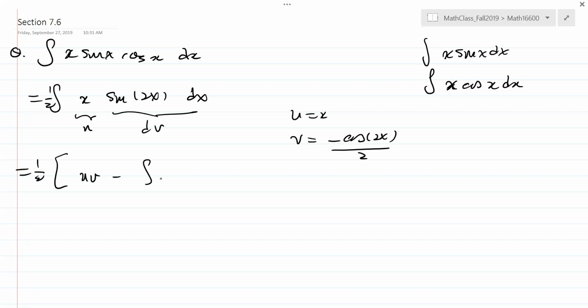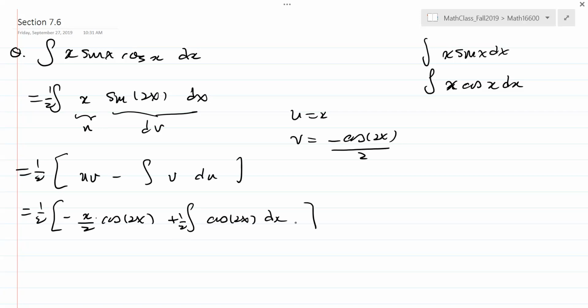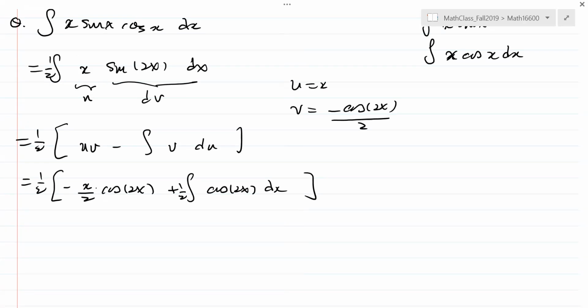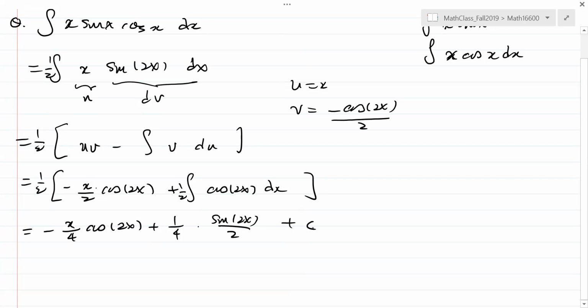And so it's uv minus integral of v du. Okay, du is just dx. Negative x cosine 2x over 2, and there's a plus, actually, because of the negative sign, right? Plus 1/2 integral of cosine 2x dx. All right? So let's multiply this out. Negative x over 4 cosine 2x plus 1/4 integral of cosine 2x. The antiderivative will be sine 2x divided by 2, plus the constant. So this will be the answer.